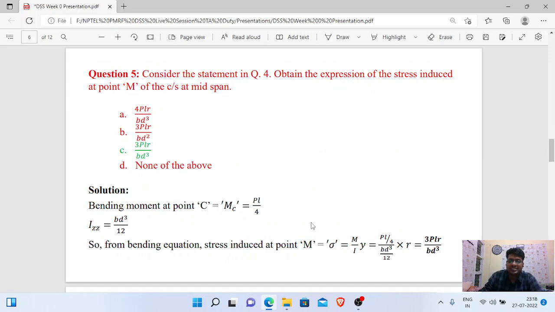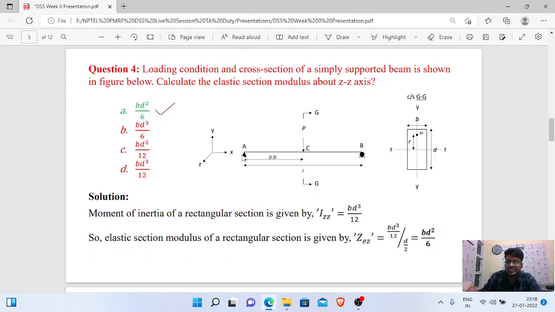Now as we have seen in this figure, this is a simply supported beam and a point load is acting at the center of the beam. So when you are going to draw the bending moment diagram of this beam, then it will be like, let me draw it for you. Actually I'm unable to draw it correctly. I will try again.